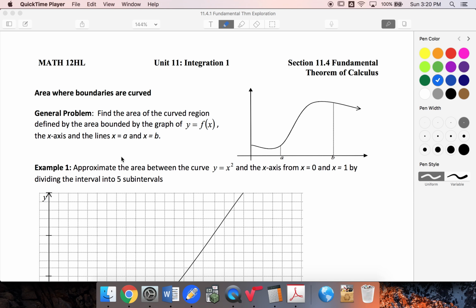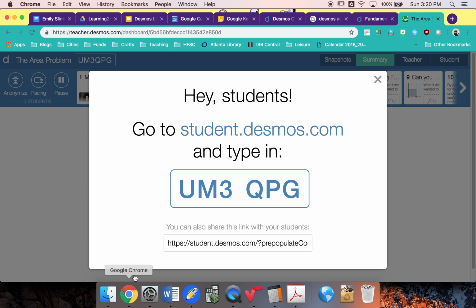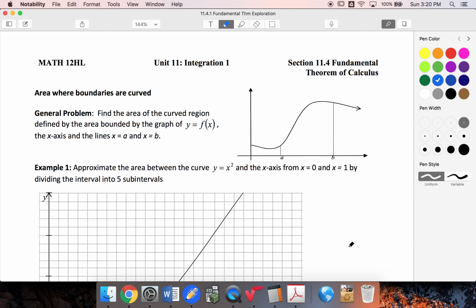Hello students. Before you do these notes, I hope that you have done this Desmos activity. You should have done it in class, but if for some reason you didn't, please go back and do this activity first because it's really going to help with your understanding of the fundamental theorem of calculus.